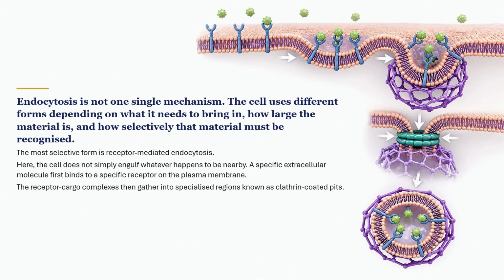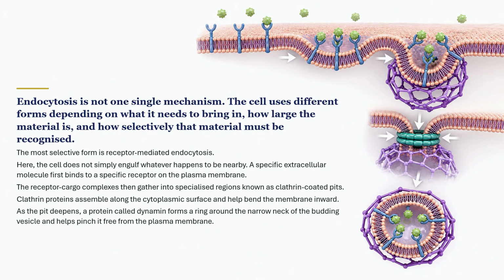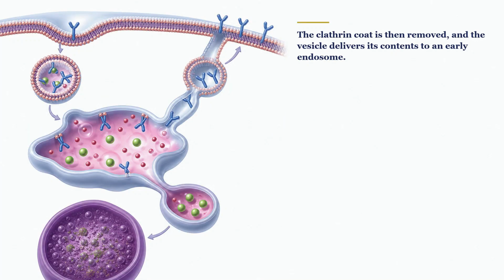The receptor-cargo complexes then gather into specialized regions known as clathrin-coated pits. Clathrin proteins assemble along the cytoplasmic surface and help bend the membrane inward. As the pit deepens, a protein called dynamin forms a ring around the narrow neck of the budding vesicle and helps pinch it free from the plasma membrane. The result is a clathrin-coated vesicle carrying a selected cargo into the cell. The clathrin coat is then removed, and the vesicle delivers its contents to an early endosome.